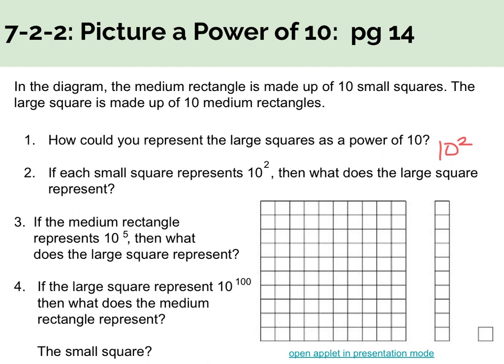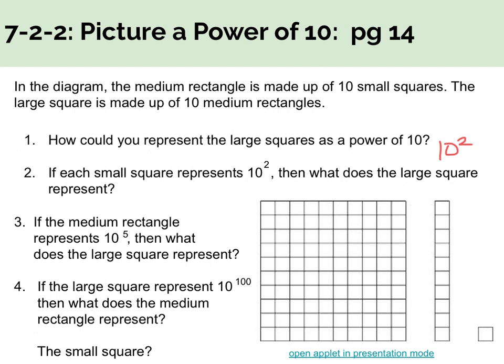Because if we look at it, we have 10 smaller little squares going side to side, and then we have 10 squares going up and down. So it's 10 to the second. And then if each small square represents 10 to the second, what would the larger be?